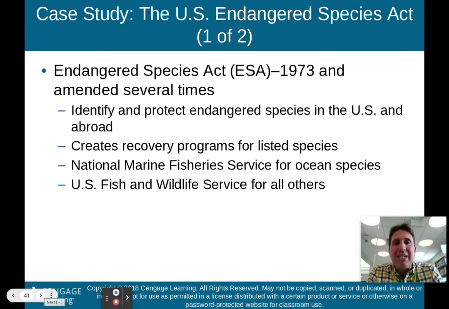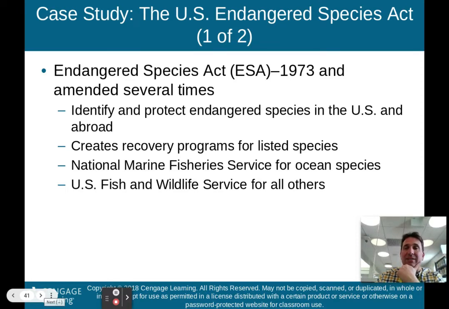Then we have the Endangered Species Act, ESA of 1973, and it has been amended several times. The Endangered Species Act identifies and protects endangered species in the U.S. and abroad. It creates a recovery program for those listed species. The National Marine Fisheries Service handles ocean species, and the U.S. Fish and Wildlife Service handles all others. What does that mean? The National Marine Fisheries Service is responsible for enforcing the Endangered Species Act for ocean species, while the U.S. Fish and Wildlife Service is in charge of enforcing the Endangered Species Act for all other types of species. All right, so know that one as well.